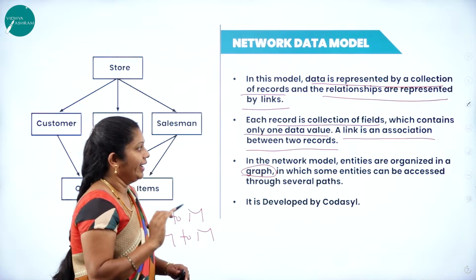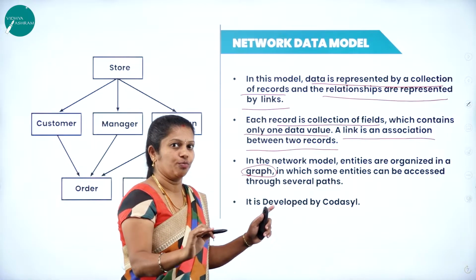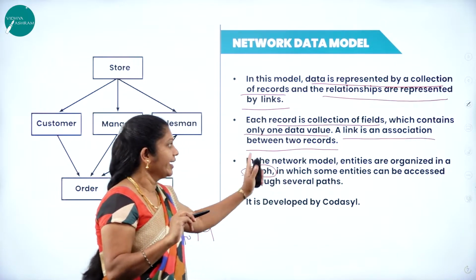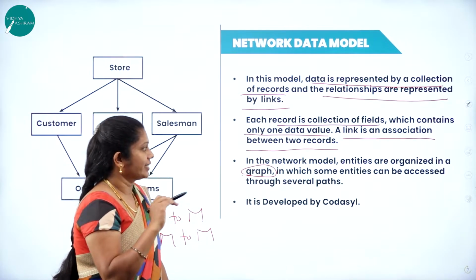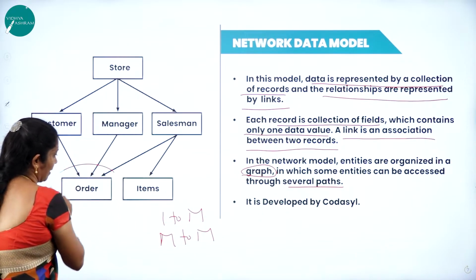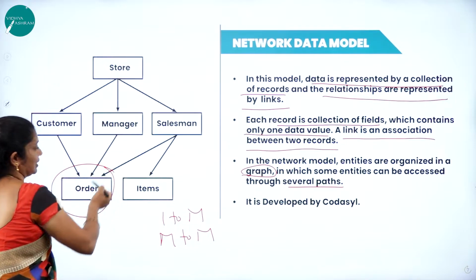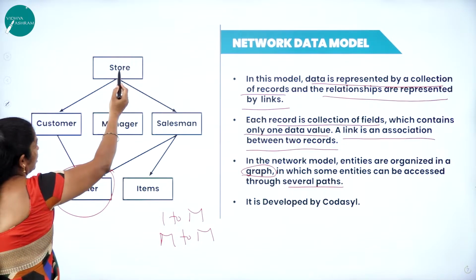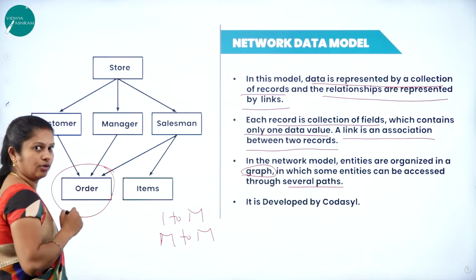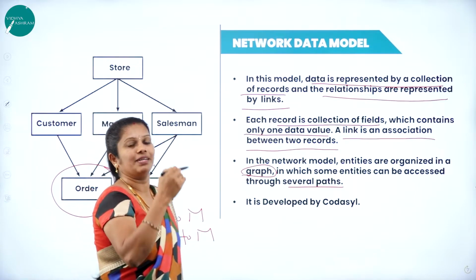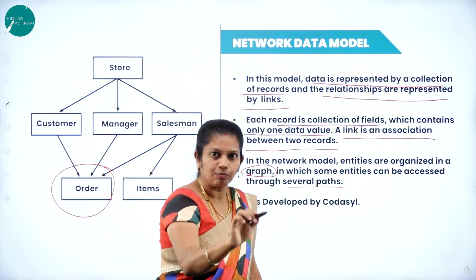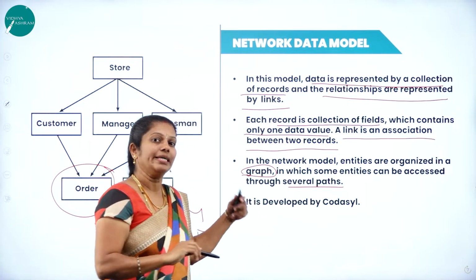In this network, entities are organized in graph format, whereas in the hierarchical model, it is tree format. In the network model, entities can be accessed through several paths. For example, if I want to come to order, I can come from store, manager, then order. Or I can come from store, customer, and then order. Or from store, salesman, and then order. Multiple paths are there to reach a particular node, whereas in the hierarchical model only one path is there, and only on that path can I reach. Here, multiple paths are there.